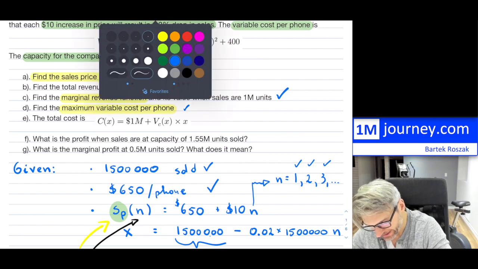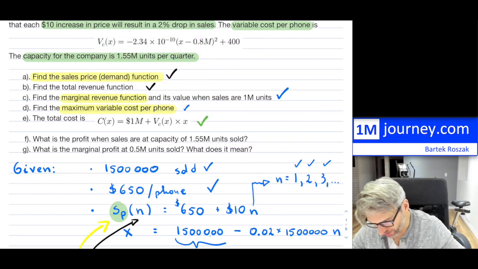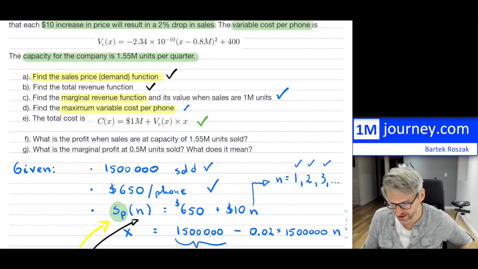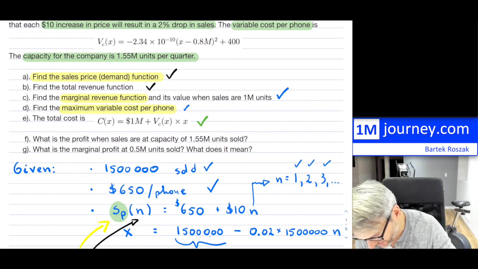Part E. So for part E, they tell us that the total cost is 1 million. Let me copy this down in here.